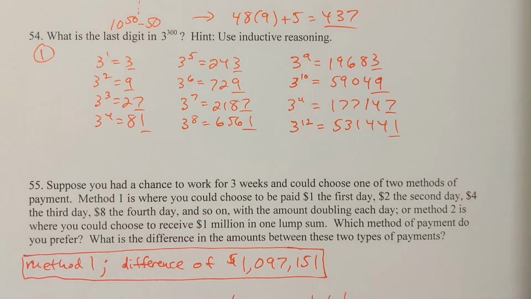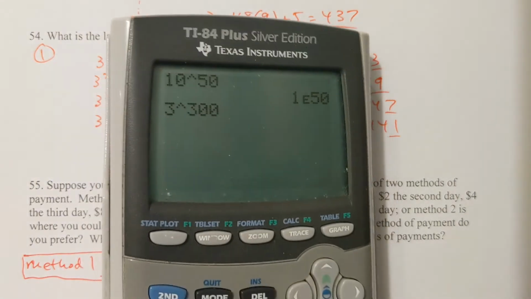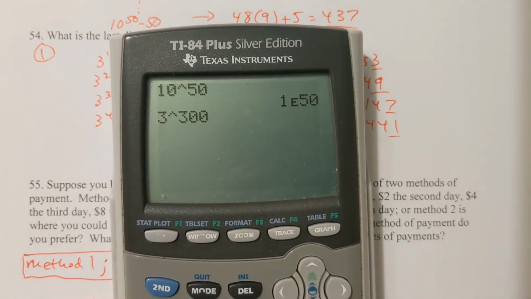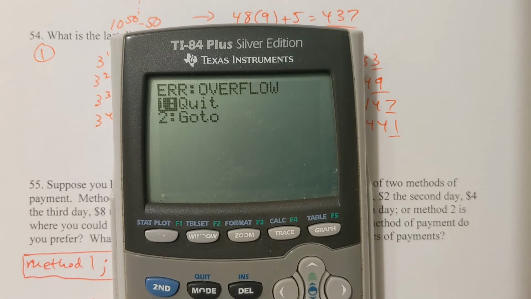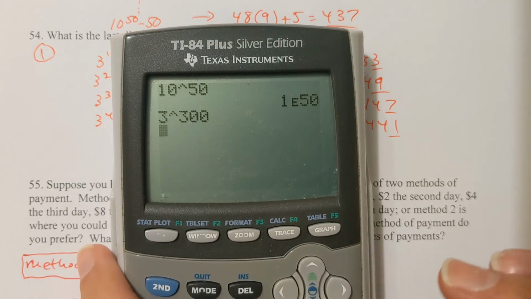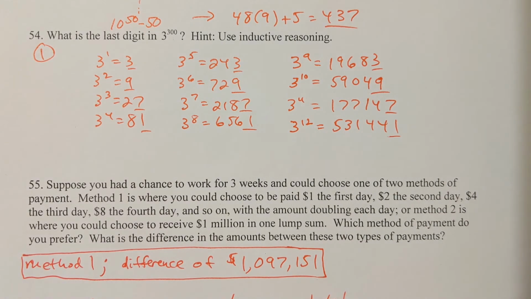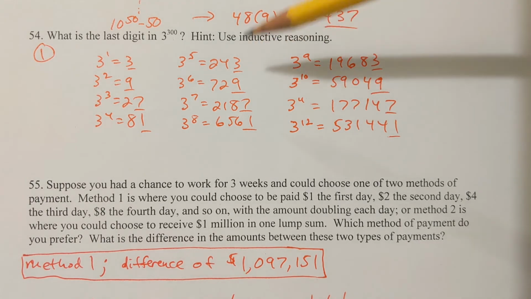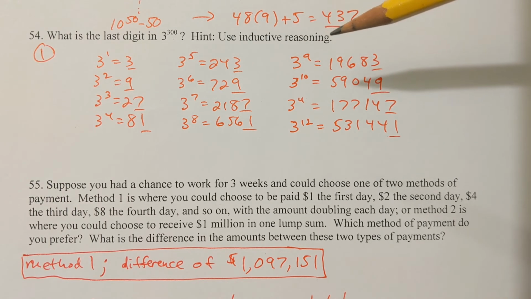Problem 54 is a kind of similar one. What is the last digit in 3 to the 300th power? Use inductive reasoning. So what many people might do here is go to the calculator and punch it in, right? 3 to the 300th power gives me an overflow of information, which means that 3 to the 300th power is way too big. My calculator can't even handle it. So again, it's not just a go-to-the-calculator-and-punch-it-in type thing. The hint there is for me to use inductive reasoning.